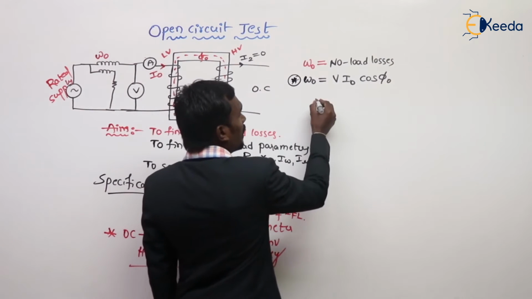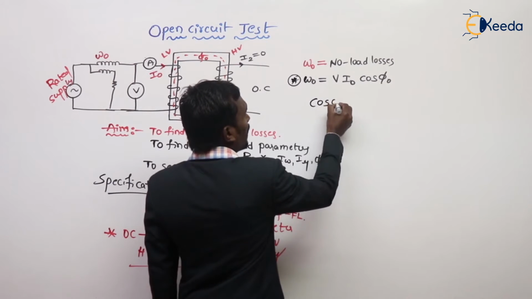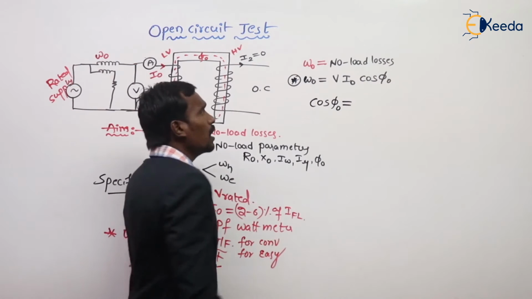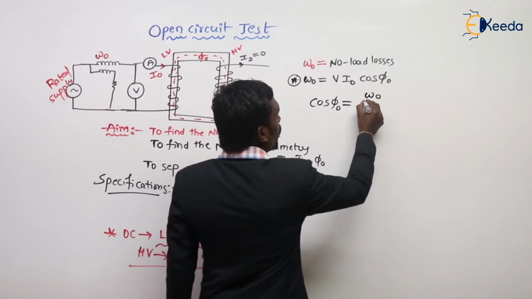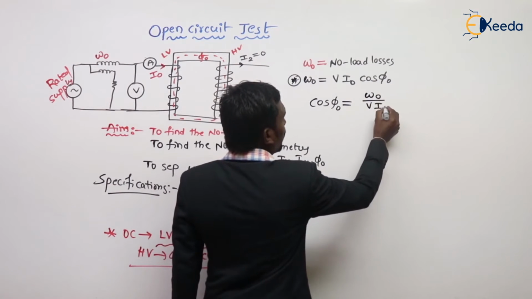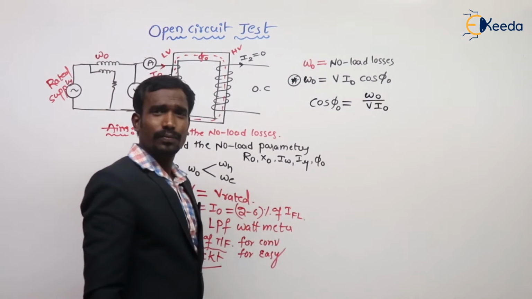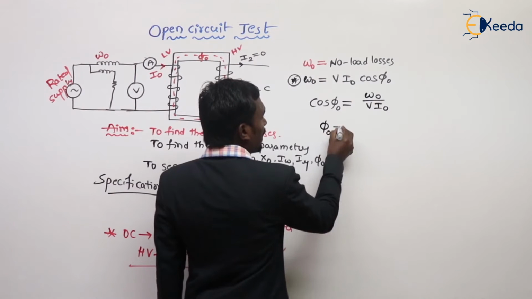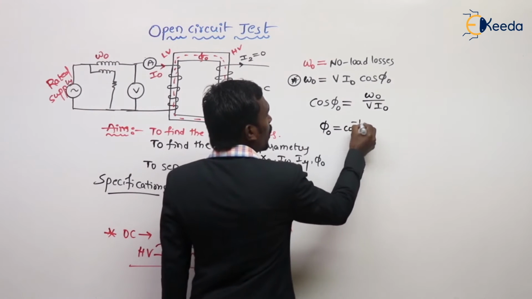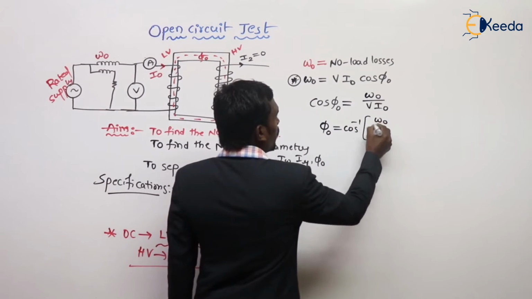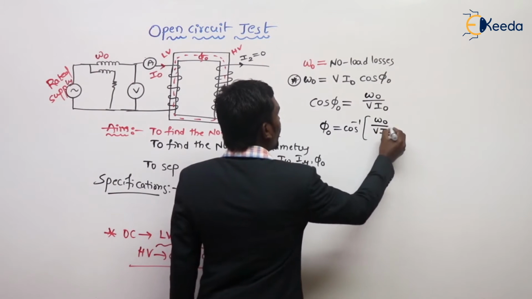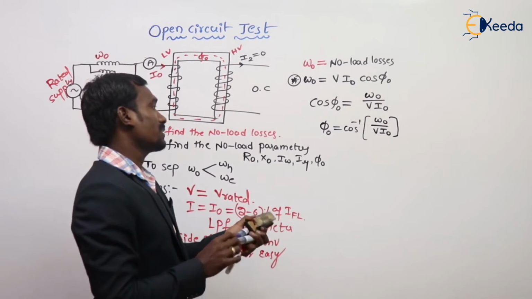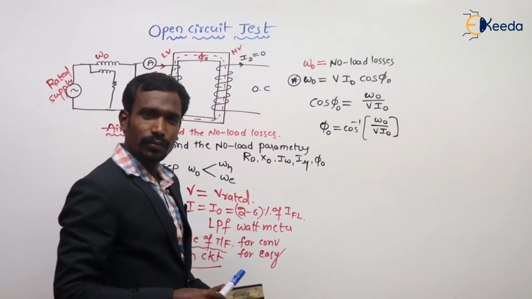Next one, no load parameters. From this, calculate the no load power factor. No load power factor cos phi naught is equal to W naught upon V I naught. If you want to know the no load power factor angle, phi naught is equal to cos inverse of W naught upon V I naught. This is the no load power factor and no load power factor angle both.